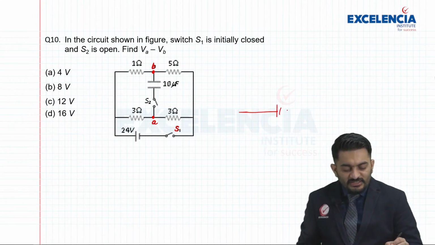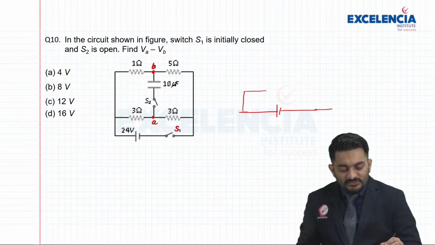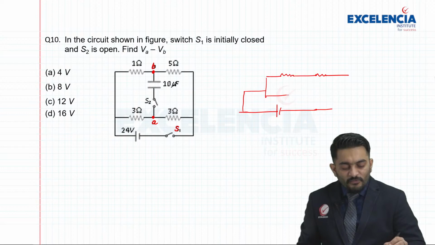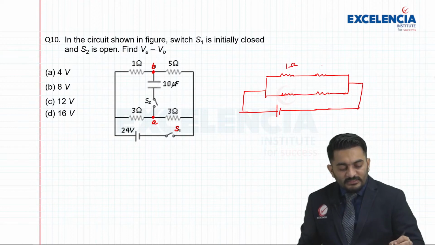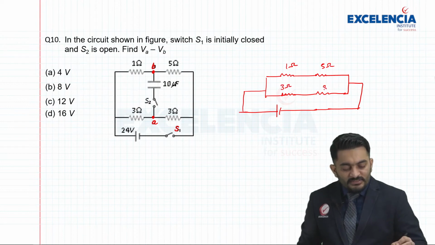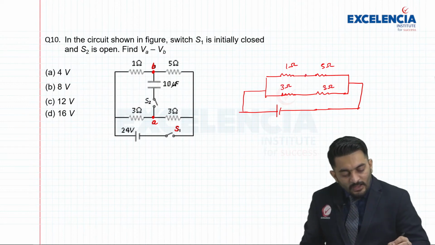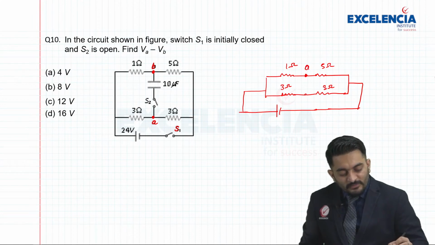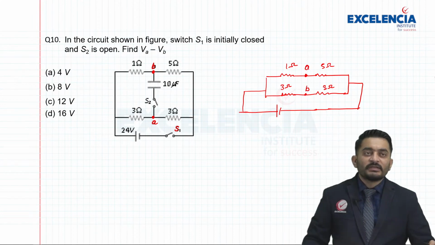I am not going to change anything. S1 I am simply not considering because I am considering that the S1 switch is closed. In your diagram, I can see that you have 1 ohm, 5 ohm, 3 ohm at the denominator, and one more 3 ohm, and the circuit looks like this. Guys, this circuit and the circuit which I have drawn, in which I have avoided the arm present between A and B, both circuits are the same.